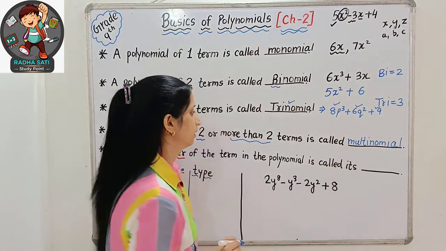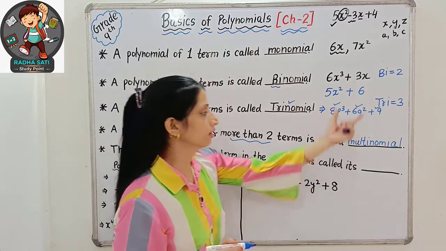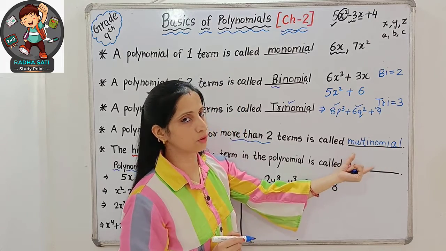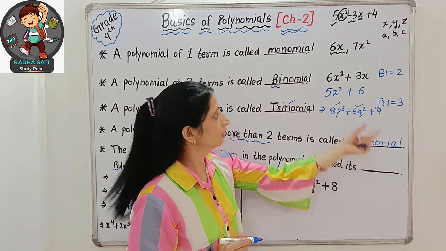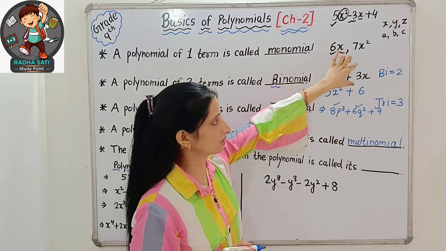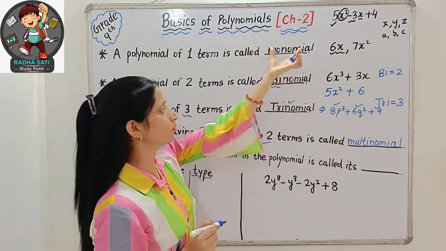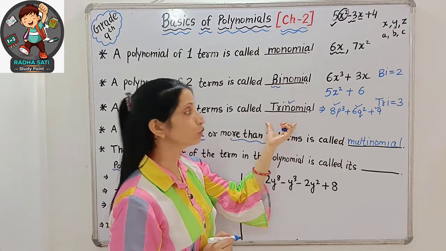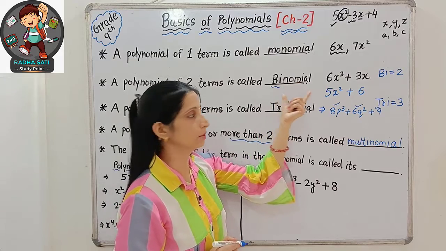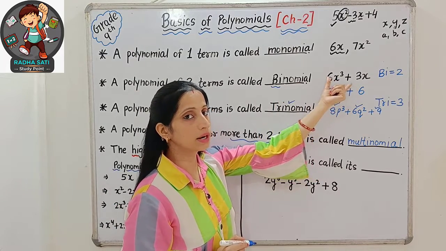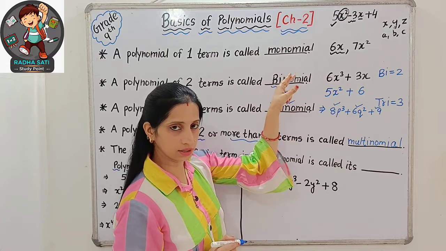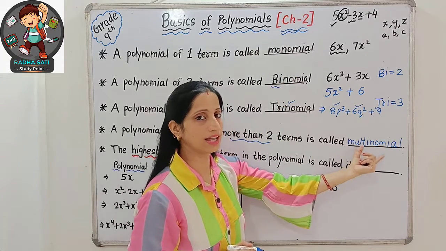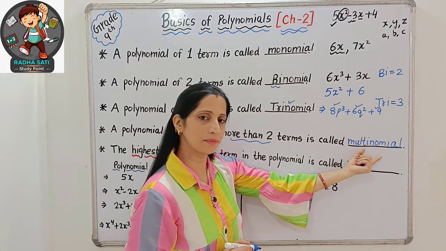Okay. But suppose the question comes in MCQ form and this option is not there, and you have this question: 6x cube plus 3x is a binomial, monomial or trinomial. In that case you will only tick binomial because it has only 2 terms. But if this option is not there and this option is there, then you can say yes, it's a multinomial.